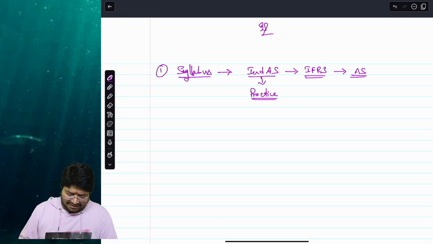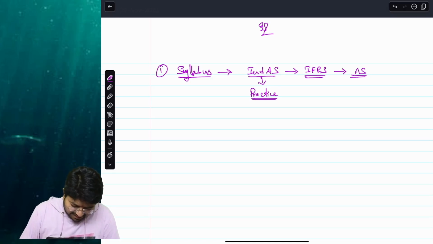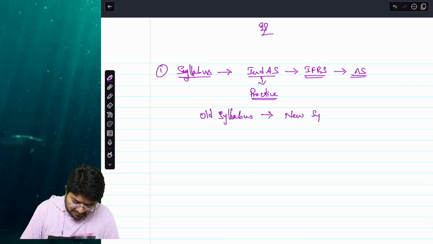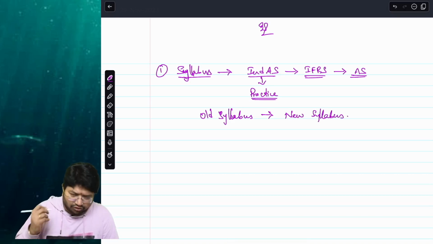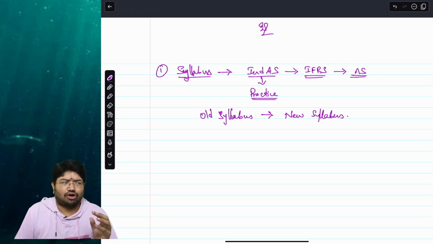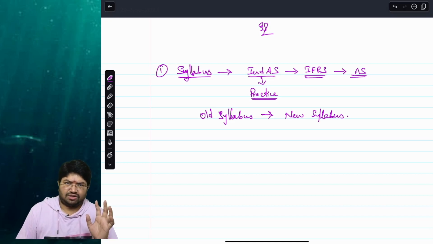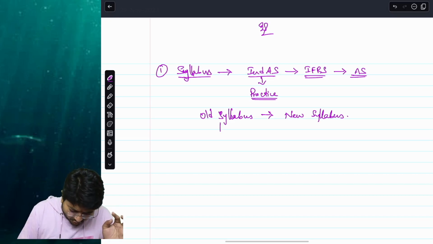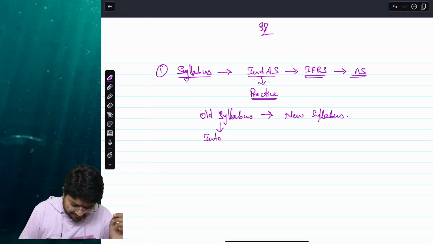Another important question students generally ask is, sir, I have been part of the old syllabus. If I am converting into the new syllabus, what would be my syllabus? Fairly speaking, when you compare the old syllabus and the new syllabus, 1-2 topics have been removed. Those topics are, in the old syllabus you had something called integrated reporting.